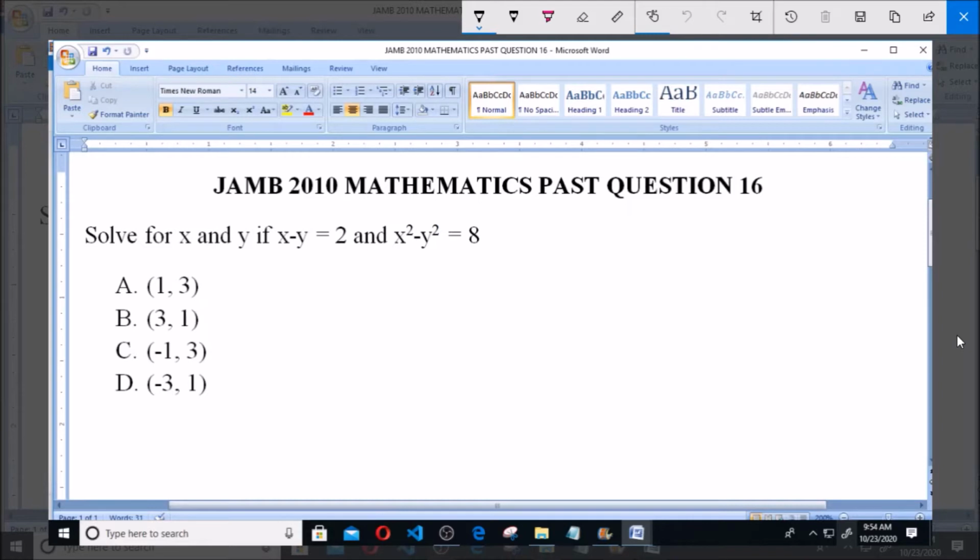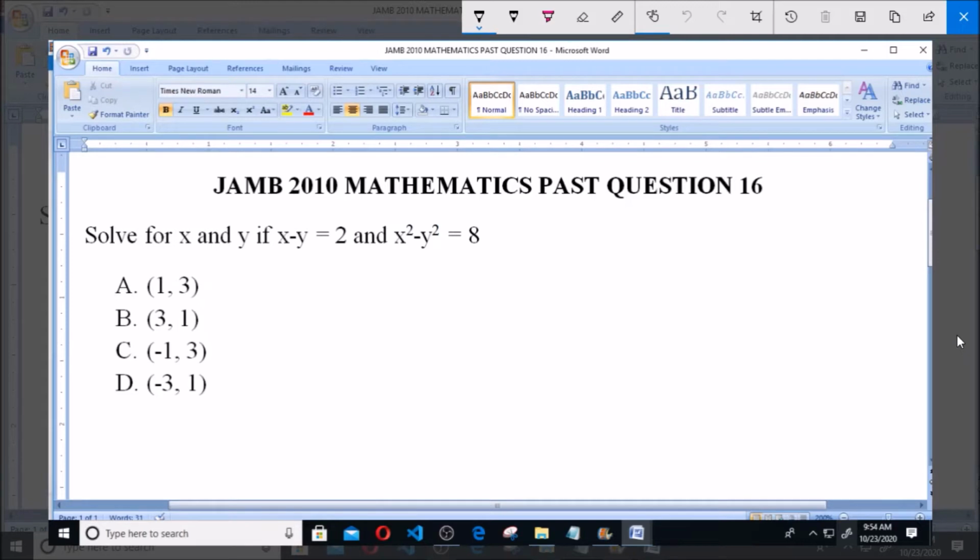For x and y, if x minus y is equal to 2 and x squared minus y squared equals 8, options: A, 1, 3, that's x is 1, y is 3; B, 3, 1, that's x is 3, y is 1; C, minus 1, 3, meaning x is minus 1, y is 3; and D, minus 3, 1, meaning x is minus 3 and y is 1.